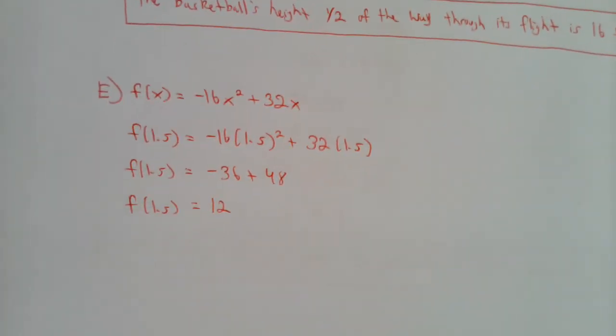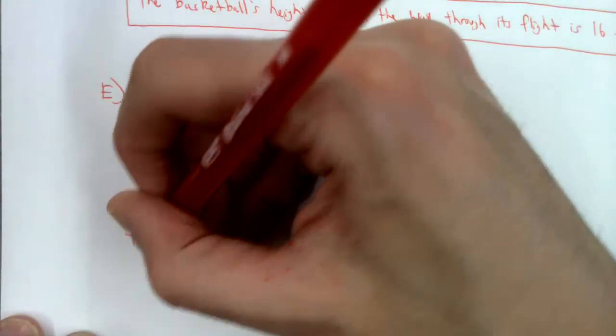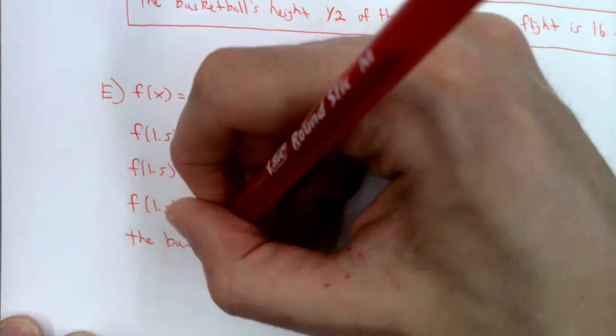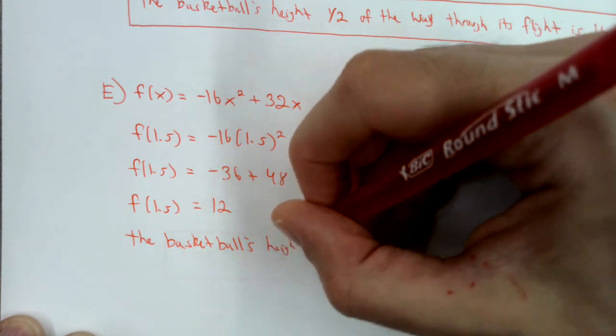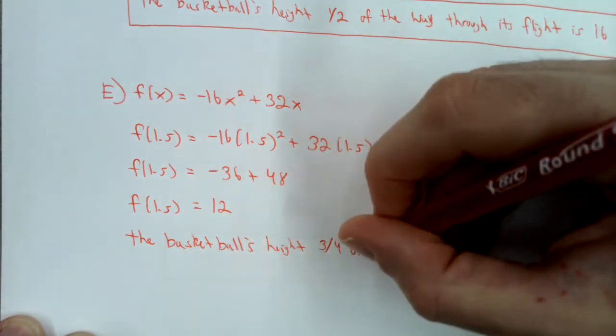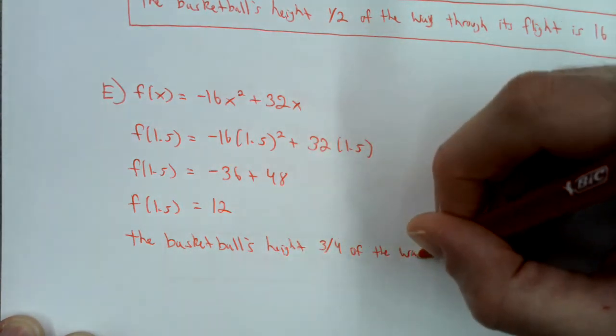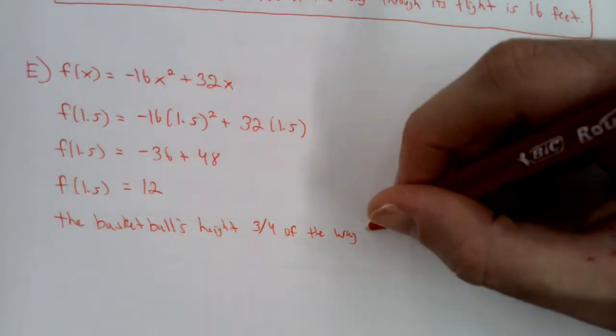So put it in a sentence. The basketball's height three-quarters of the way through its flight is 12 feet.